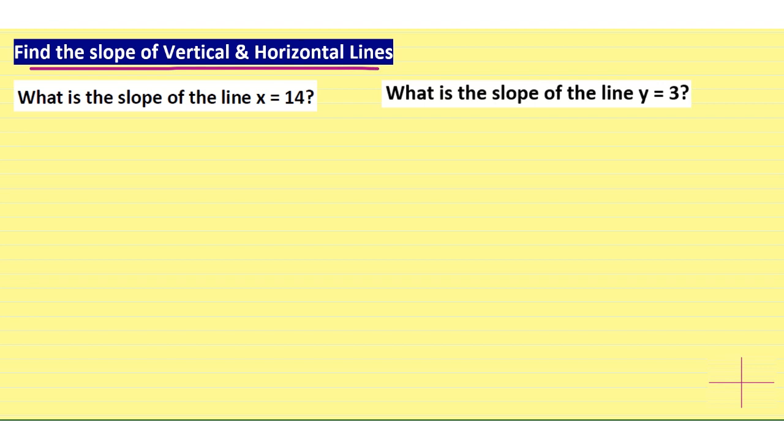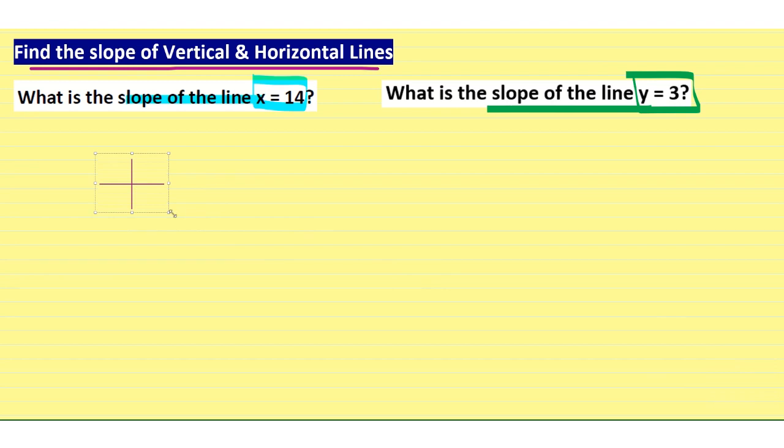Our first question tells us to find the slope of the line x equals 14. And the second one tells us to find the slope of the line y equals 3. Well, those sometimes can be hard to keep in our head. So anytime you see an x equals equation and a y equals equation, I recommend drawing yourself a little picture. So we're going to do that.